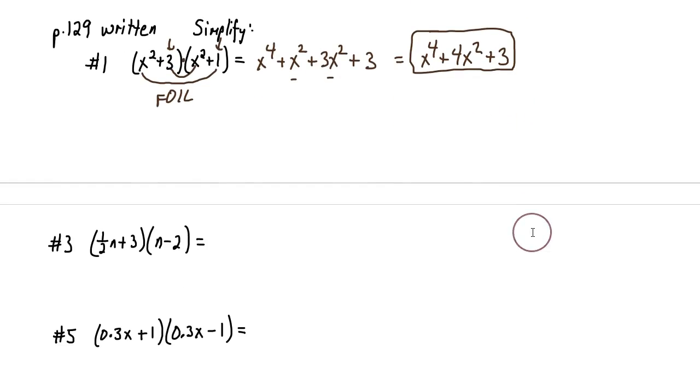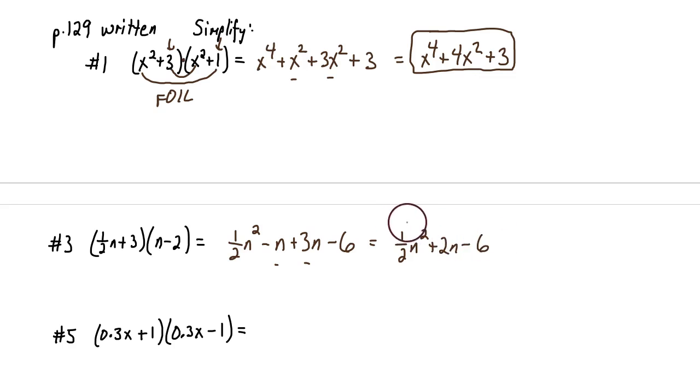Number 3 has that same format, a binomial times a binomial. Let's use FOIL. 1/2 n times n is 1/2 n squared. 1/2 n times negative 2 is negative n. 3 times n is positive 3n. And 3 times negative 2 is negative 6. Now combine the n terms. So the final answer is 1/2 n squared plus 2n minus 6.